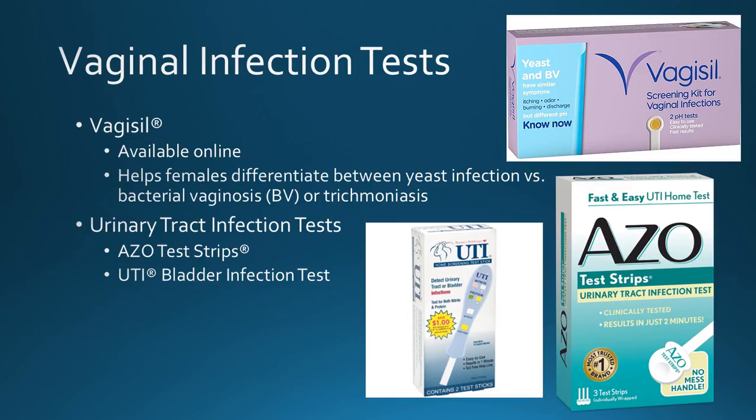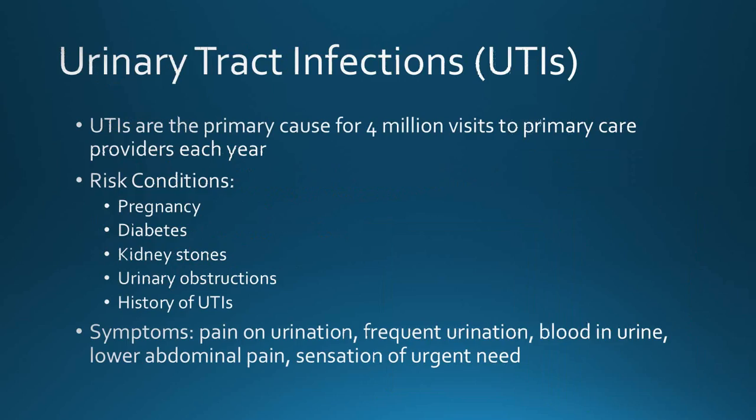And our last test that we'll discuss are vaginal infection tests. There's two different forms. There's Vagisil, which is available online, and this helps females differentiate between a yeast infection or a bacterial vaginosis or trichomoniasis infection. And then the second test are urinary tract infection tests, and there's two different forms. There's the AZO test strips and then the UTI bladder infection test, which are both shown at the bottom here.